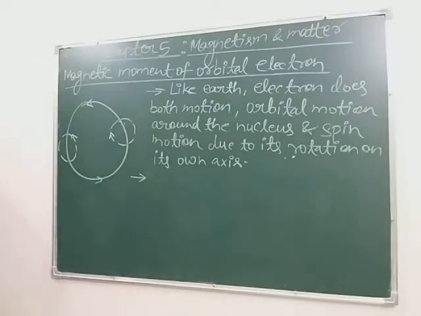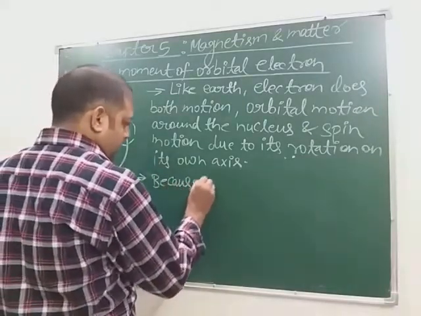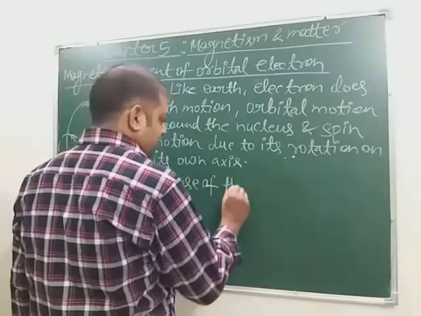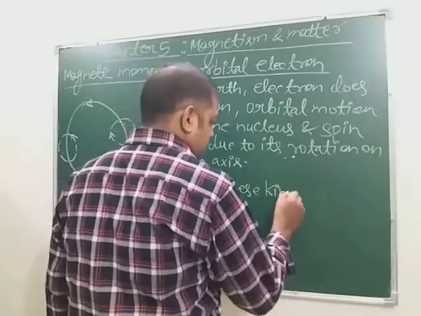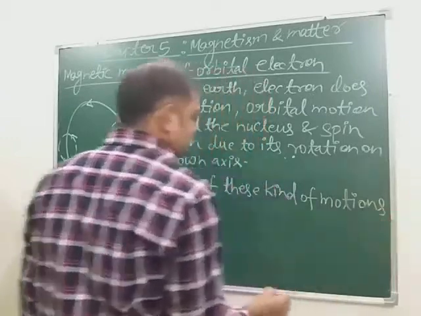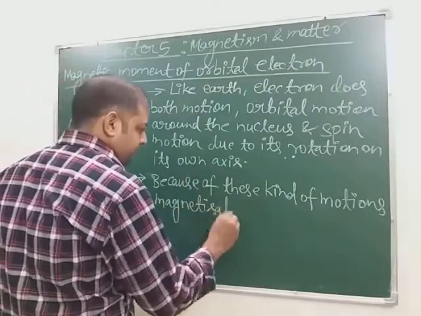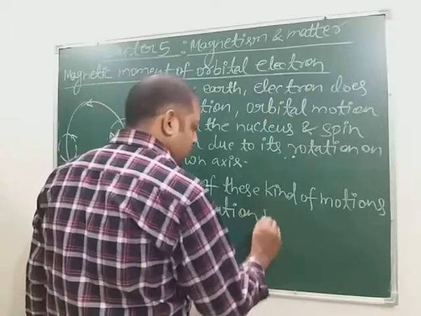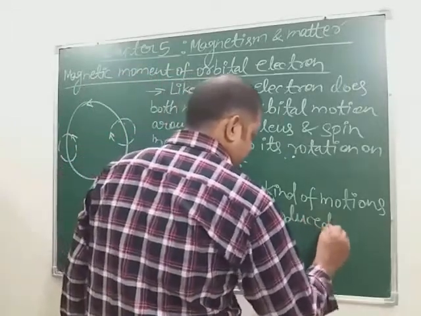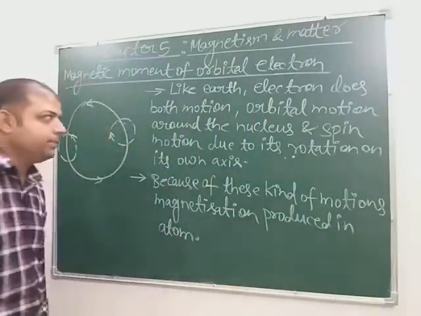Write down. Then the second line we will write: because of these kind of motions, magnetization is produced in the atom. Write down and make this diagram as well.